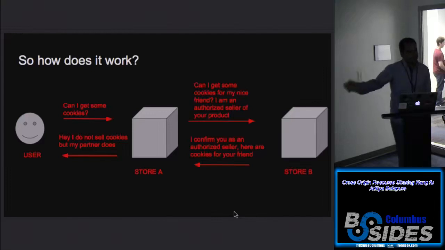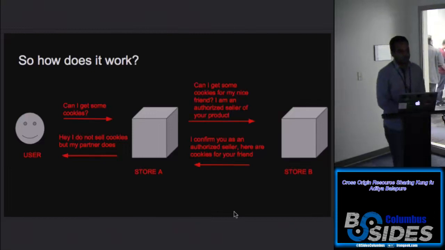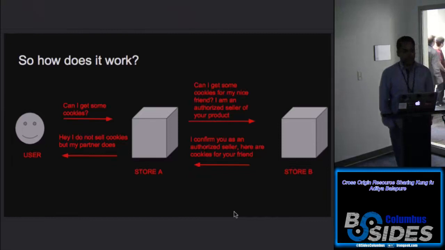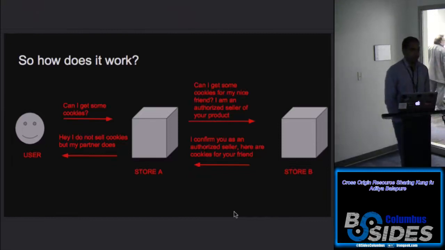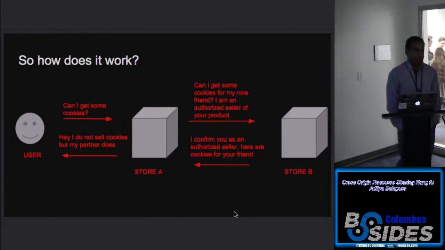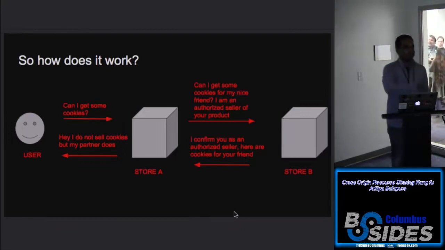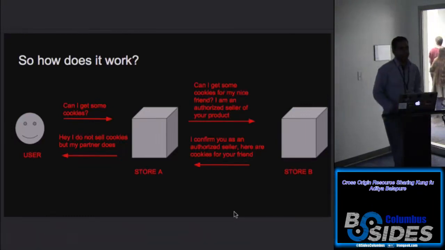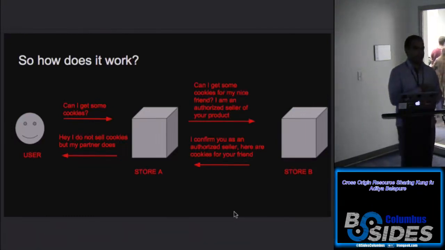Store A asks for those particular cookies on behalf of the user: "Hey, can I get some chocolate cookies from my nice friend? And I'm an authorized seller of your product. You can go back and check." Store B says, "Hi, thanks for coming in," and goes back and checks whether he's an authorized seller. Once he checks that yes, he's an authorized seller, he sends back to the user some chocolate cookies, and everyone's in a happy state because ultimately the user got his chocolate cookies.